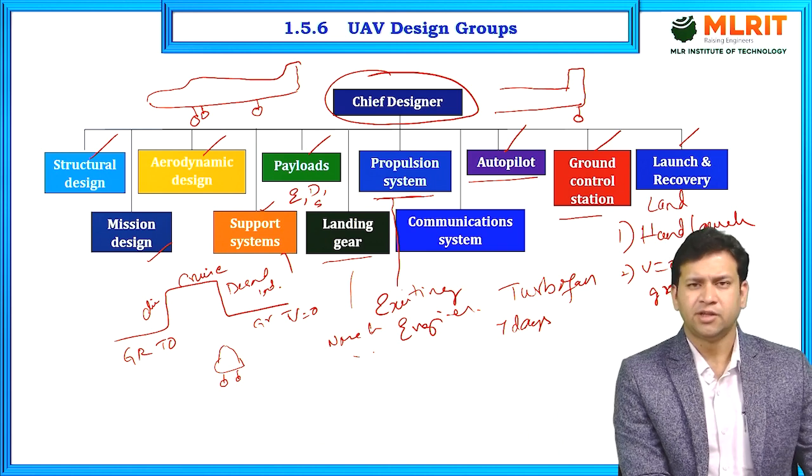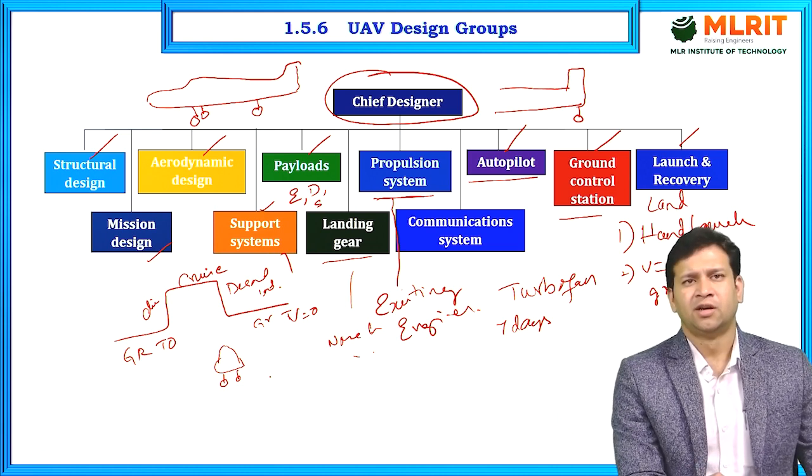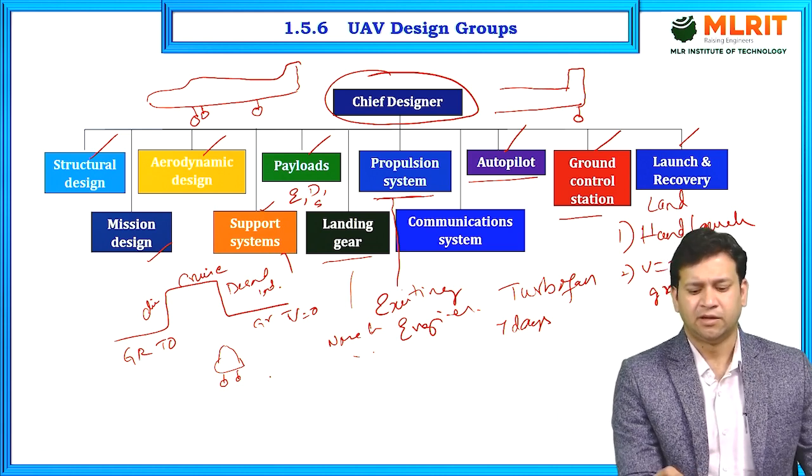And in general, we have tricycle landing gear, bicycle landing gears, and buggy landing gears. But here we'll be using tricycle landing gears in unmanned air vehicles.